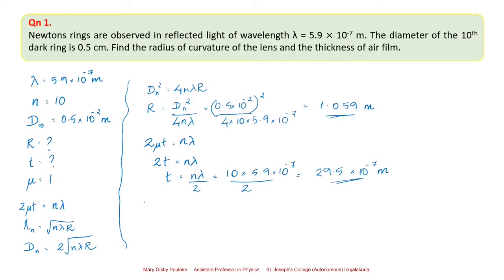Thus, the radius is calculated as 1.059 meters and the thickness of the air film is calculated as 29.5 into 10 raised to minus 7 meters. Moving on to the next question.